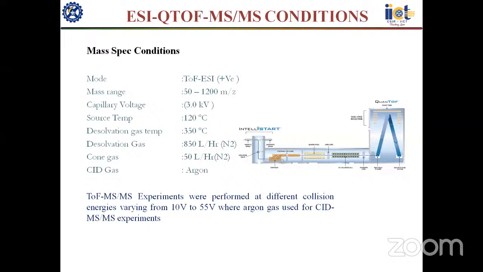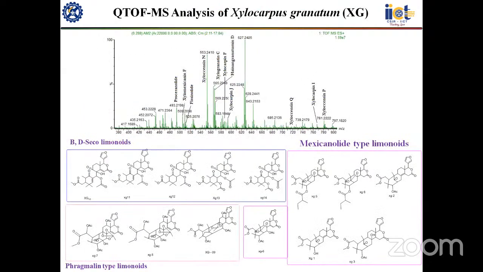These are the mass spectral conditions we have optimized. ESI positive mode, mass range 50 to 1200 m/z, capillary voltage for fragmentation 3 kV, source temperature 120 degrees centigrade, desolvation gas temperature 350. All these validated and optimized conditions were set up, and after that we injected to get the total ion chromatogram of this Xylocarpus granatum extract. And then here we gave some compound names also.